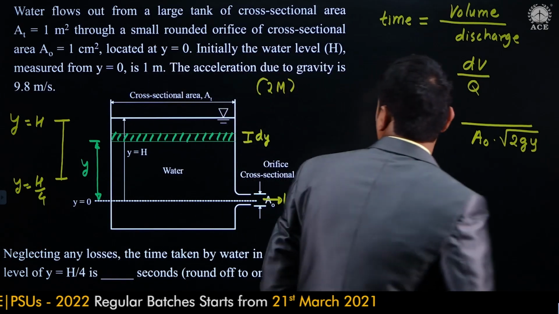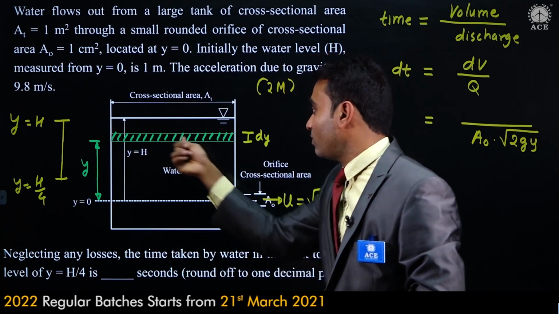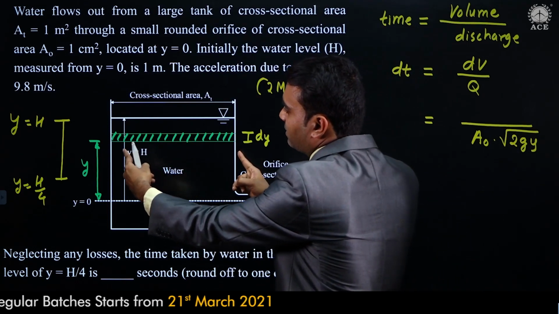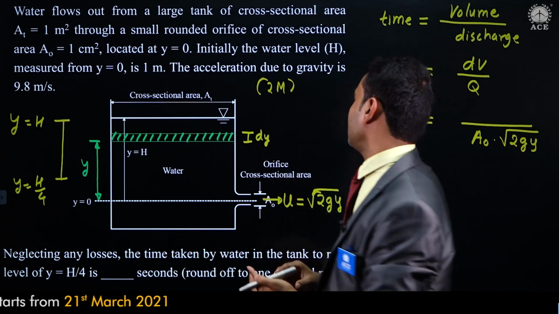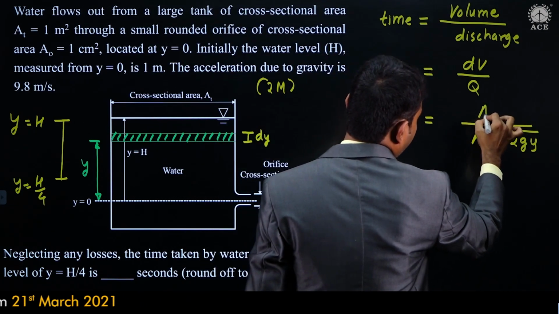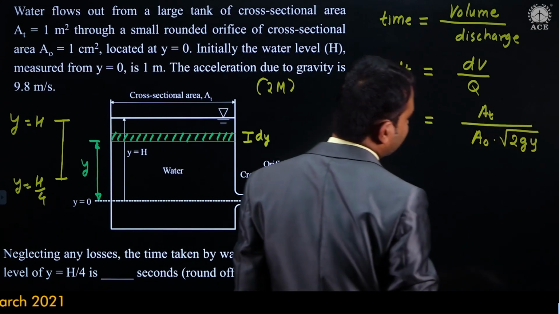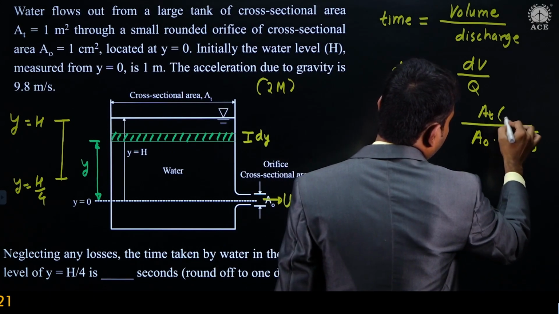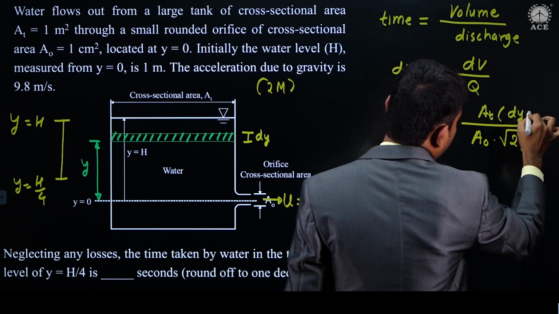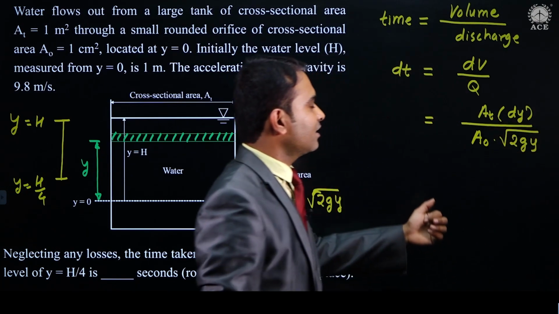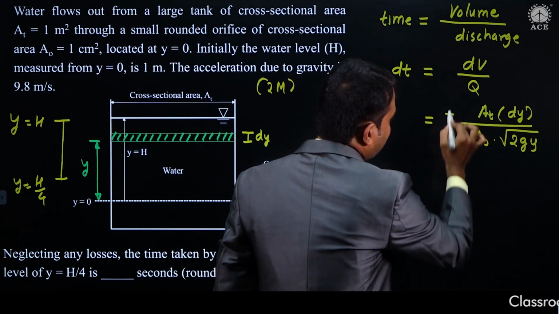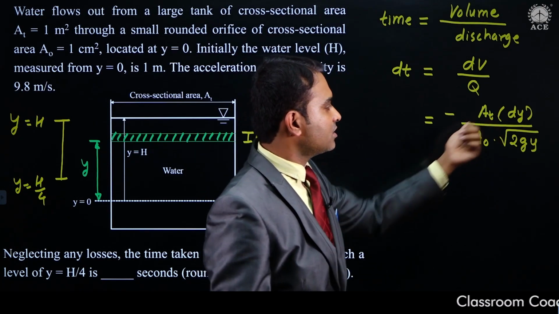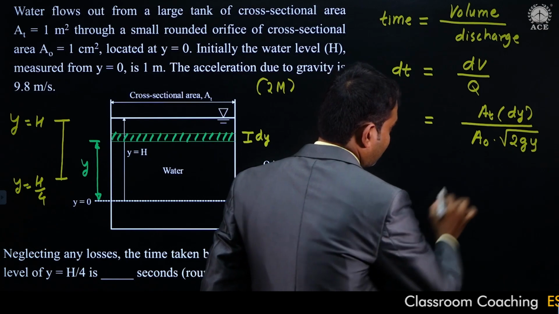How to calculate this dv? dv is this shaded volume. This is equal to cross sectional area of tank into this thickness. Thickness is dy. Cross sectional area of tank they are indicating as AT into thickness is dy. Actually here you have to write this as minus sign. This dy actually you have to take as a negative.